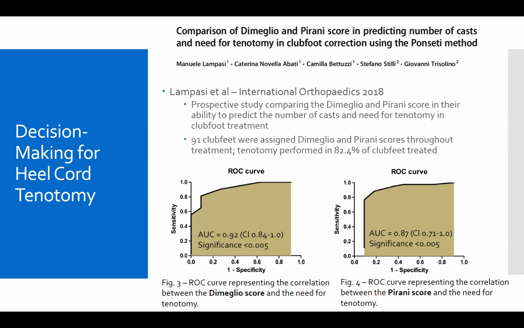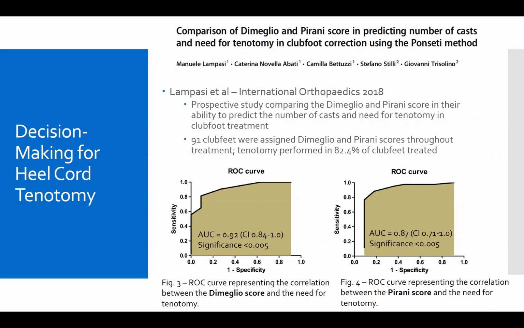And this study here was by Dr. Ponseti's group, published in 2018 in International Orthopaedics. So this was a prospective study where they compared both the Dimeglio and Pirani scores in their ability to predict the number of casts and also the need for tenotomy in clubfoot treatment. And here they studied 91 clubfeet in 54 patients who were assigned both the Dimeglio and Pirani scores throughout treatment, with tenotomy performed in about 82.4% of clubfeet, again if ankle dorsiflexion was less than 15 degrees above neutral before the final cast. And it's shown by the ROC curves here, which represent the correlation between the Dimeglio and Pirani scores with the need for tenotomy.